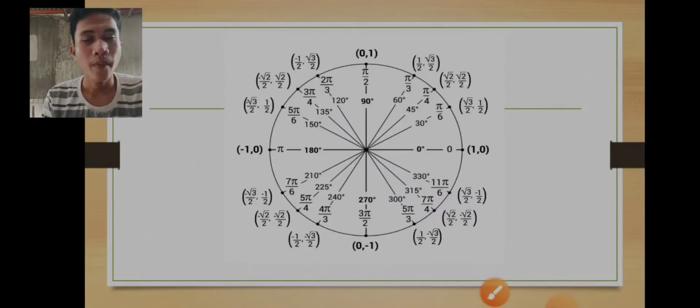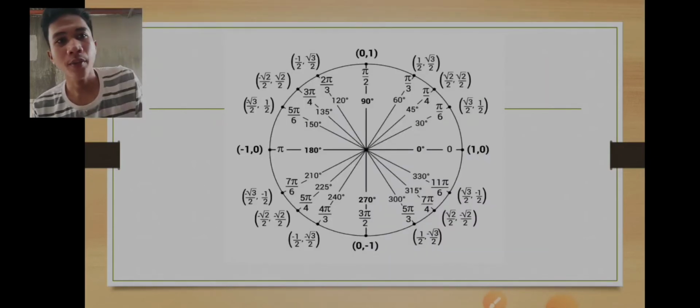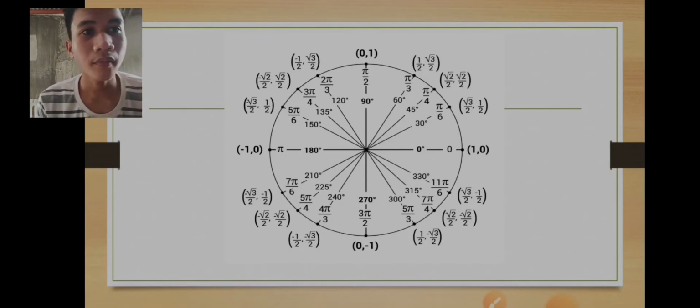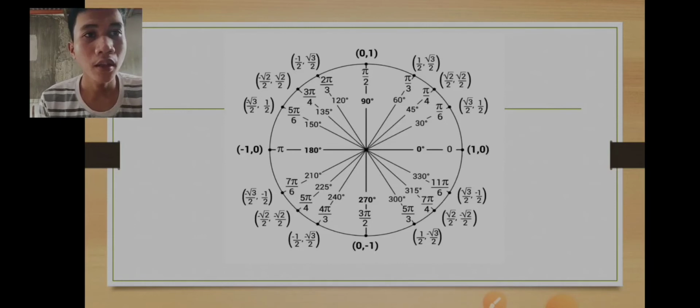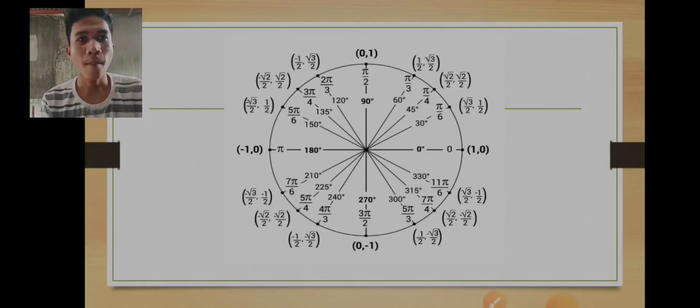Next, these are the coordinates and degrees of a unit circle. In quadrant 1, the cosine is positive and the sine is positive. In quadrant 2, the cosine is negative and the sine is positive. In quadrant 3, both cosine and sine are negative. In quadrant 4, the cosine is positive and the sine is negative.